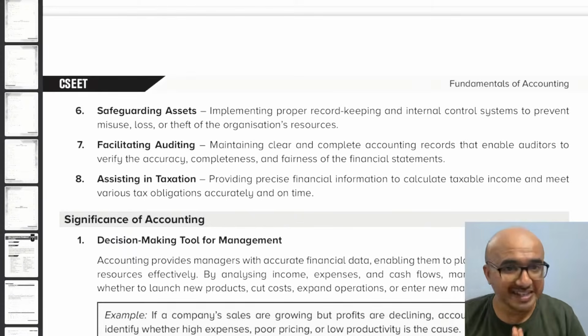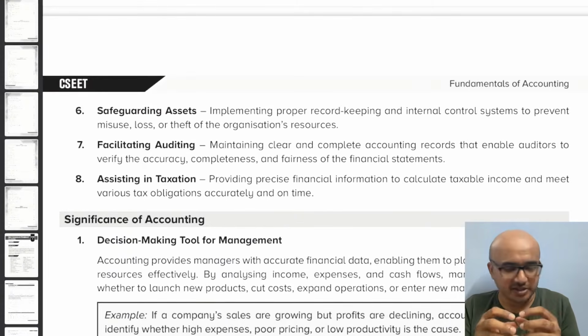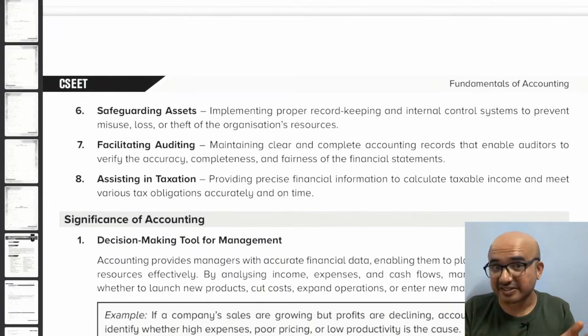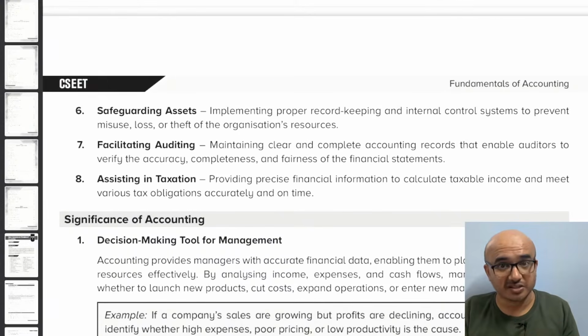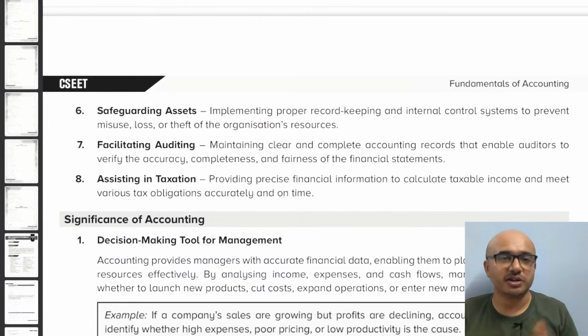So the point here is safeguarding of assets. If you have proper internal control, that means work done by one person is already automatically checked by someone else. So then you already have a system in place. You don't need some outside party to come and tell you that something is wrong with your institute. So internal control should be there ideally. But accounting will help you set up that internal control. Then facilitating auditing.